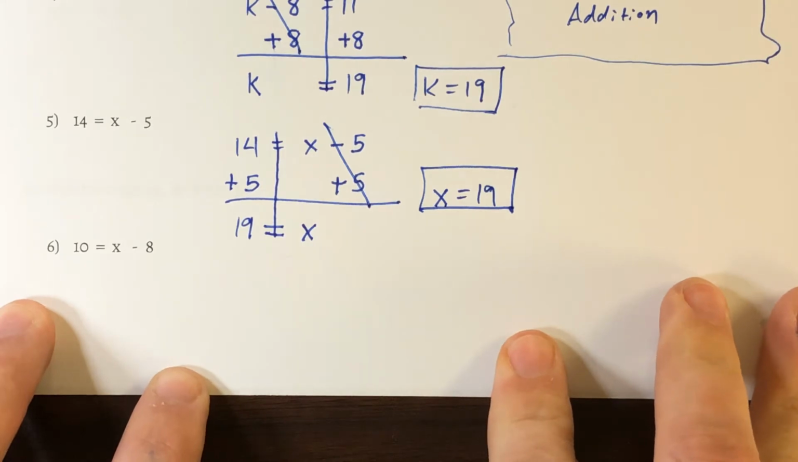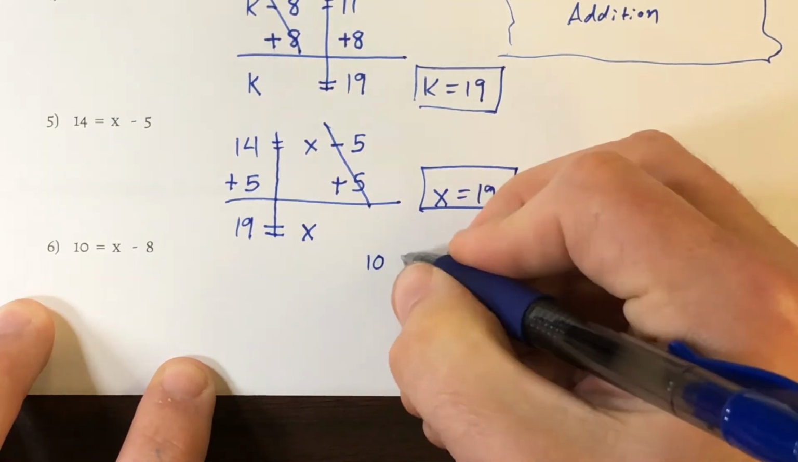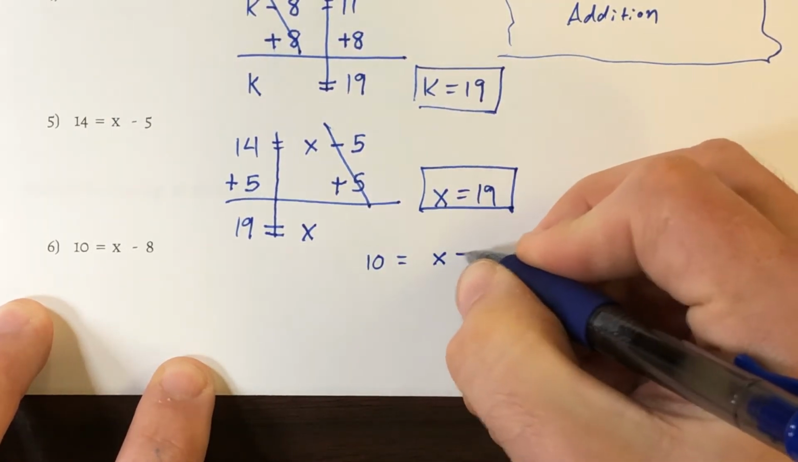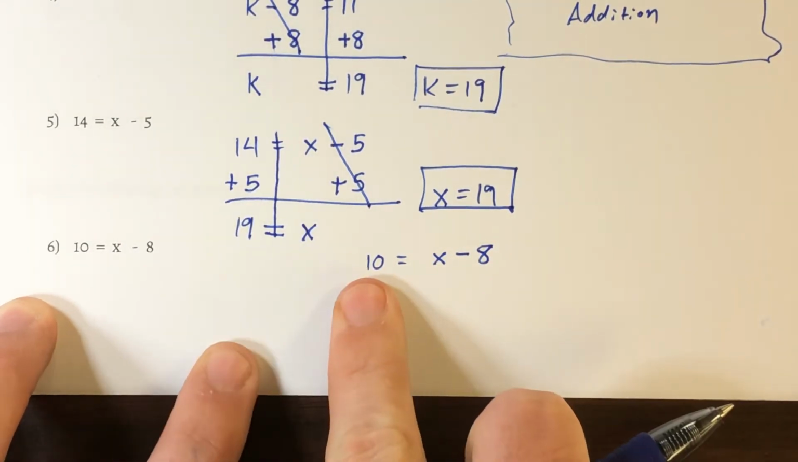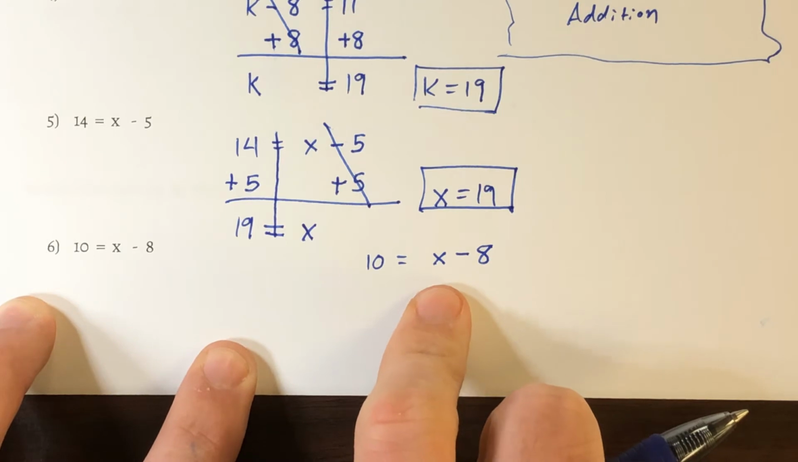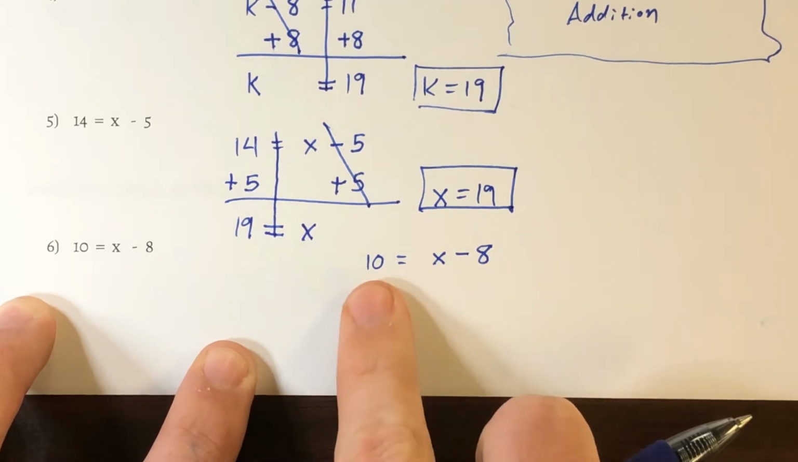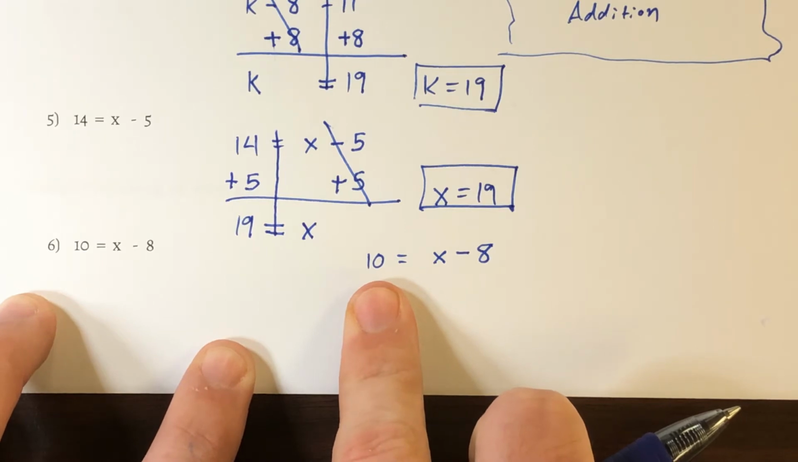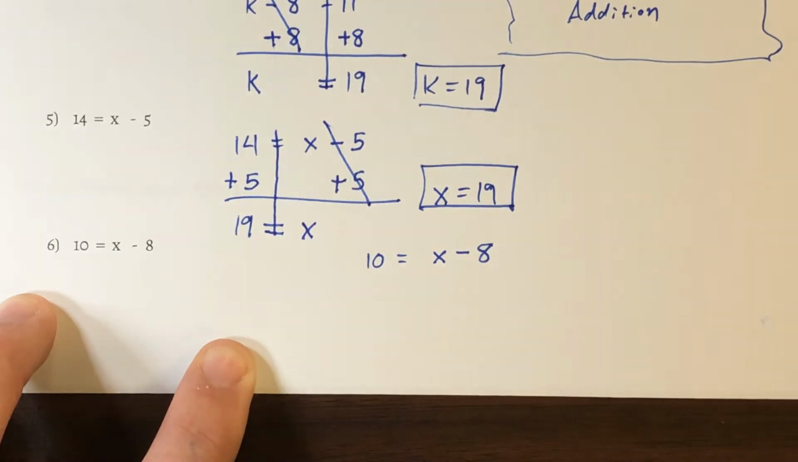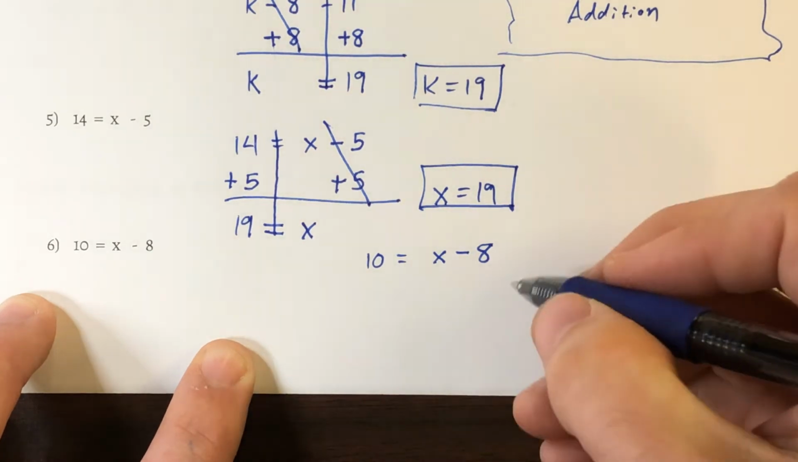Last one for subtraction. We have 10 equals x minus 8. So something minus 8 is 10. Yes, I know that you probably know that 18 minus 8 is 10. However, we're just beginning. We need to learn our rules and steps while they're super easy, so whenever we have much larger equations, we're not lost. And what do we do?